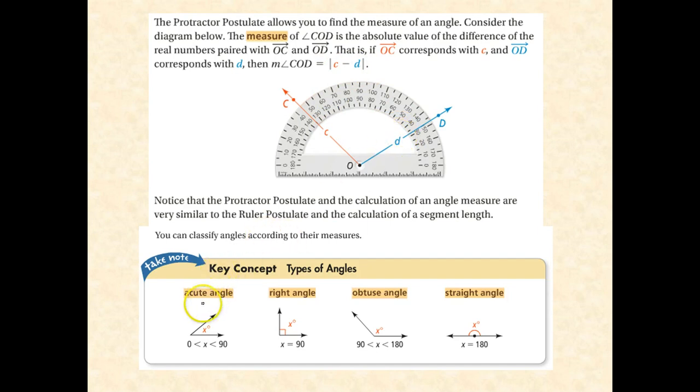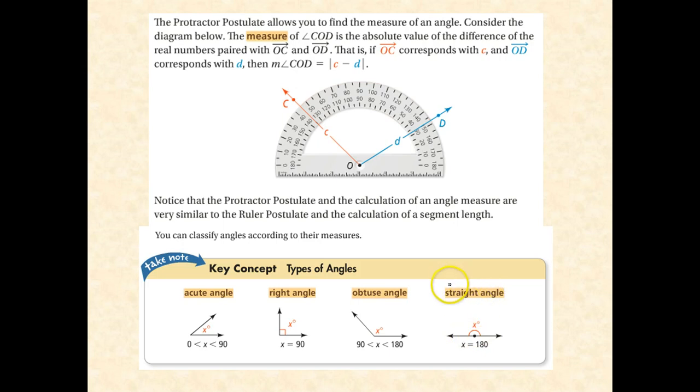Here are some ways to classify angles. Acute angles are between 0 and 90 degrees, not including 90 degrees or 0 degrees. But anything more than 0 and less than 90 is acute. If it's exactly 90 degrees, that's a right angle, and we call those two rays perpendicular. If it's more than 90 but less than 180, we call that obtuse. And if it's exactly 180, we call that a straight angle.